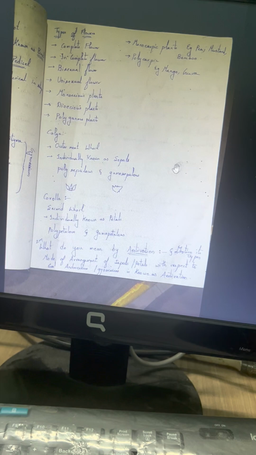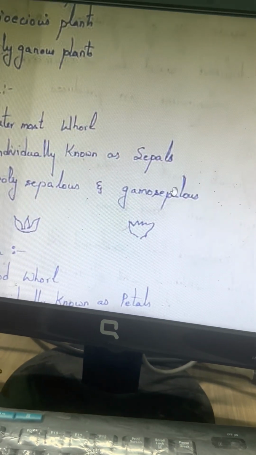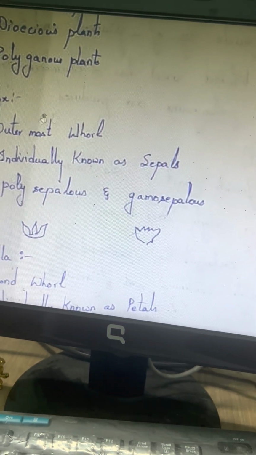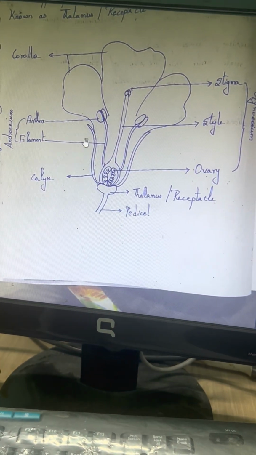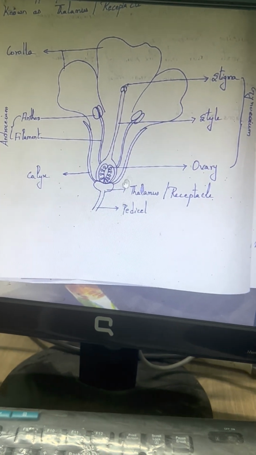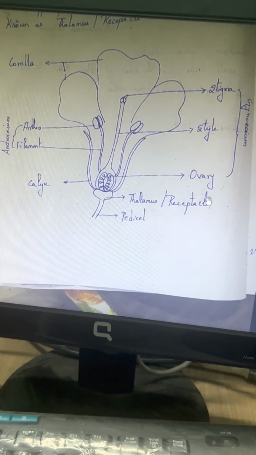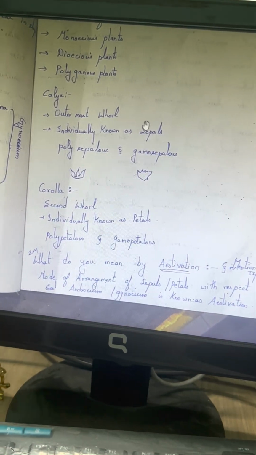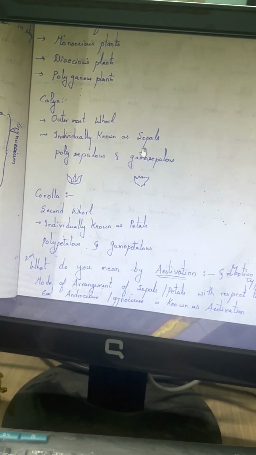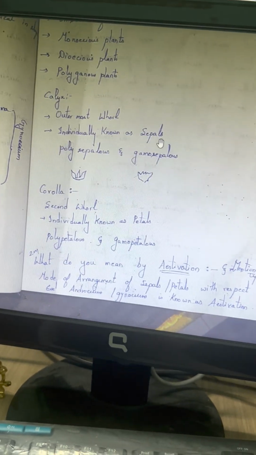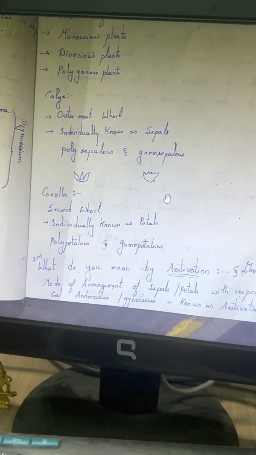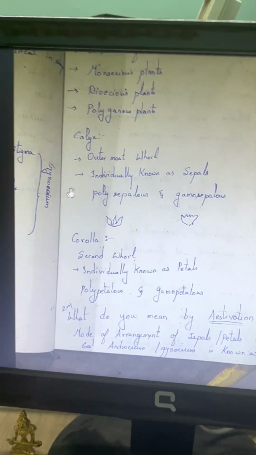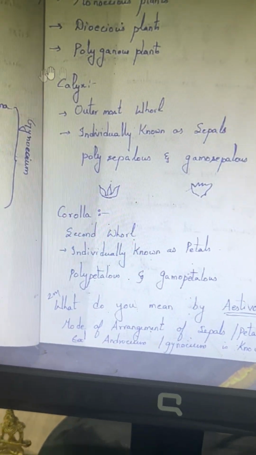Next we have the calyx. The calyx is the outermost whorl of the flower. This green color part is the calyx. It is the outermost whorl of the flower, individually known as sepals. So it is generally known as sepals, but in botanical terms we name it as calyx.